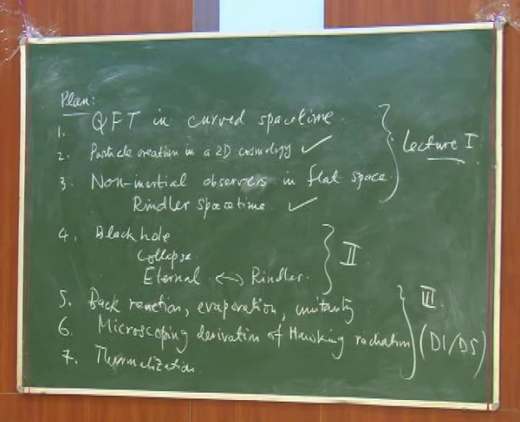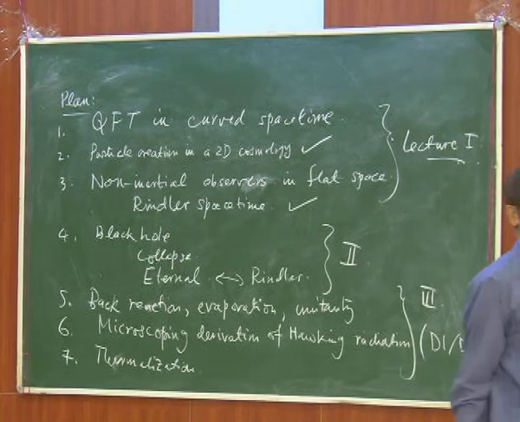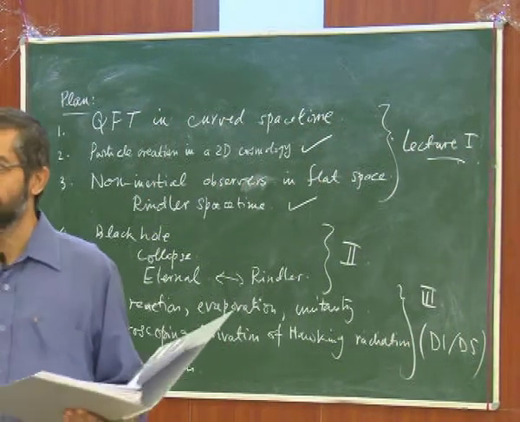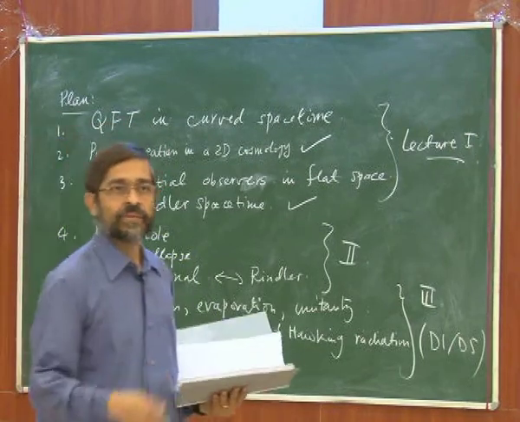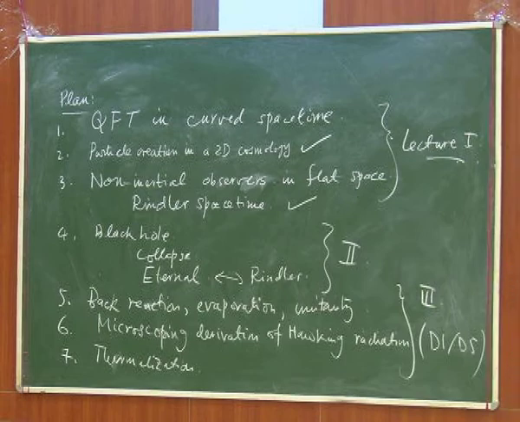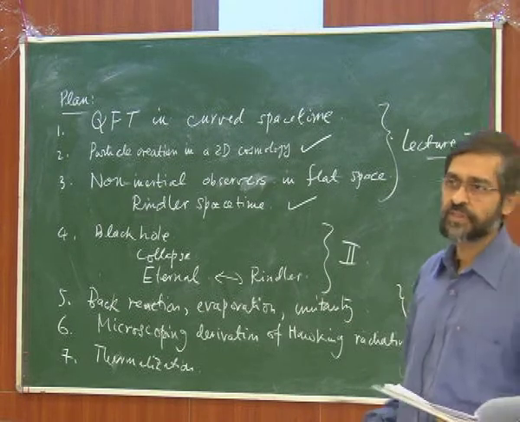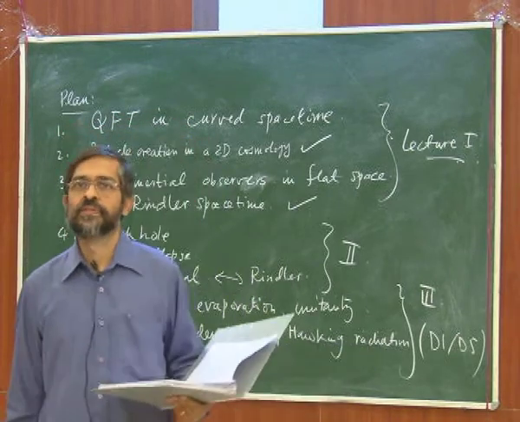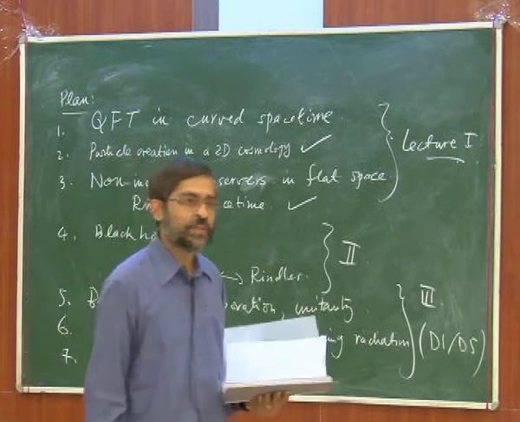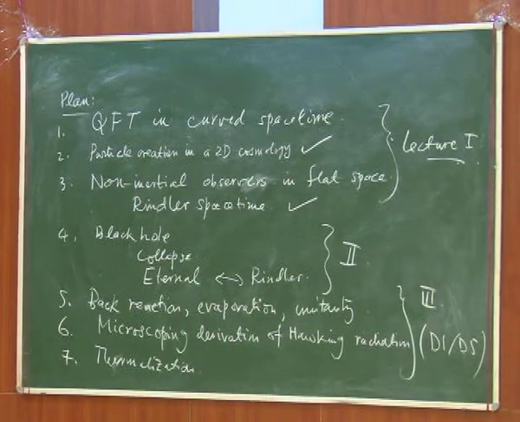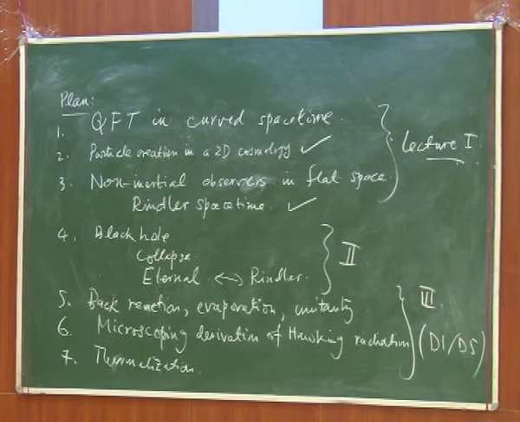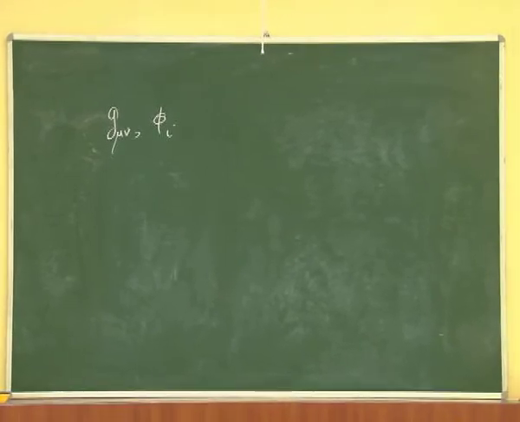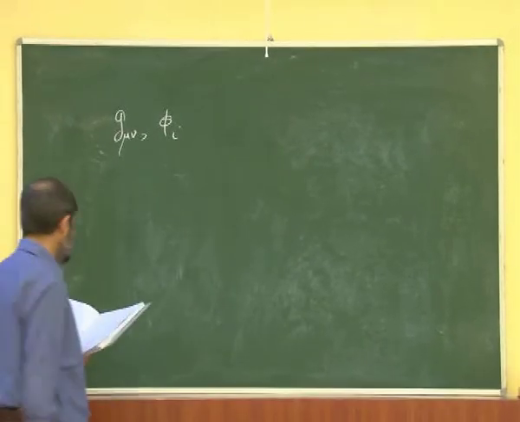Okay. So what is the idea here? What is quantum field theory in a curved space-time? We treat the metric, and perhaps some other fields, as classical, and their fluctuations as quantum, and some other fields with their interactions also as quantum. Roughly speaking, suppose you have a space-time metric and some fields, which I generically call phi I.